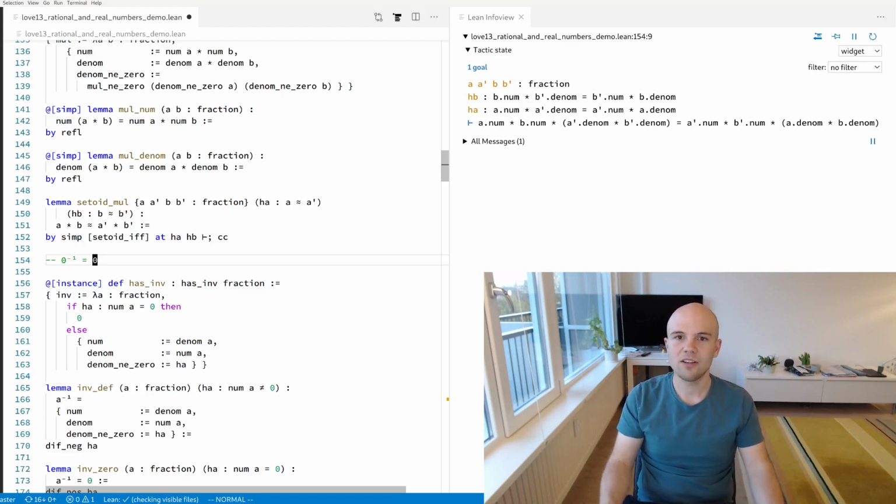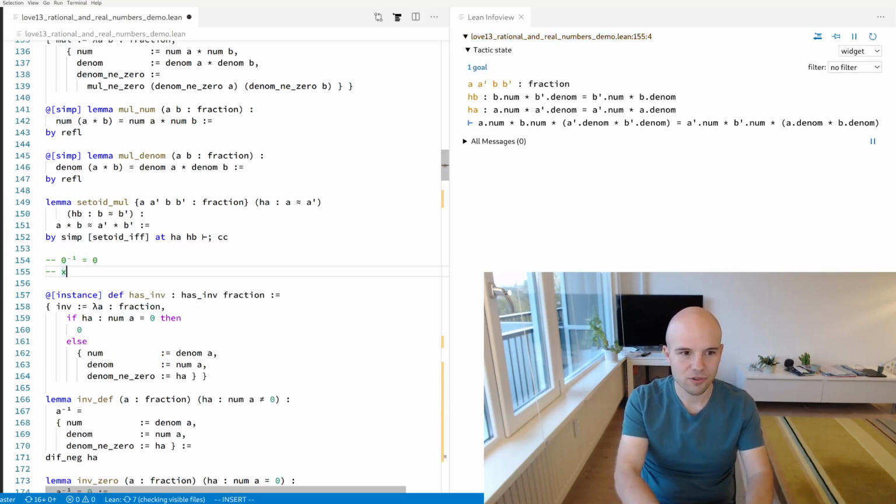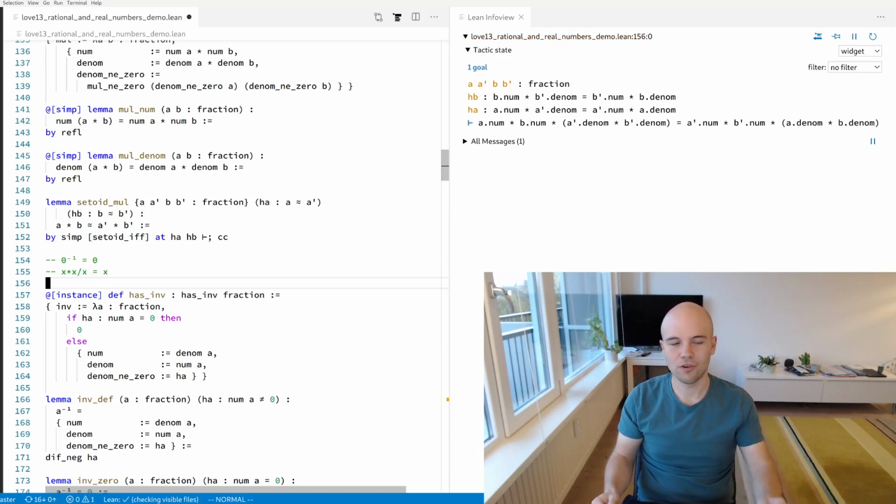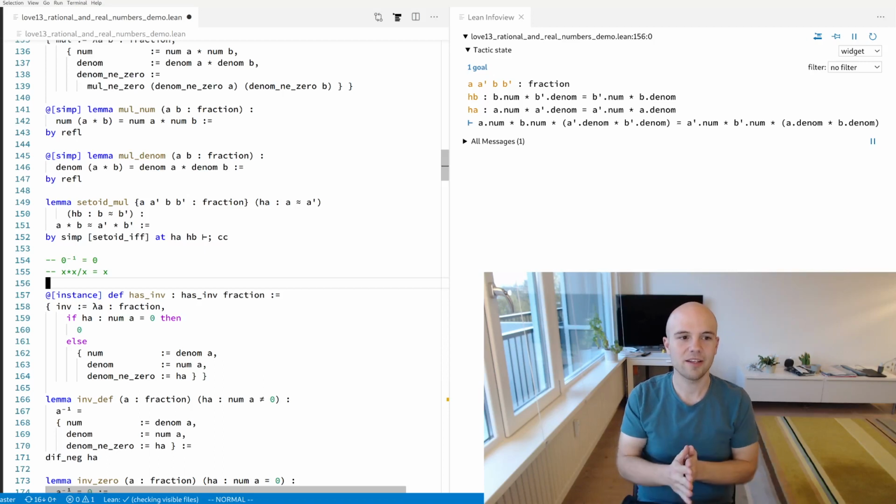And another one is that there are useful lemmas that we can prove about the total version, where division by 0 is well defined. For example, one thing that is true for division by 0 is x times x divided by x is x. So this is true for all x in the rational numbers, but only if we define the inverse of 0 as 0. So this is really a good choice, and this is also the choice that we're taking here.